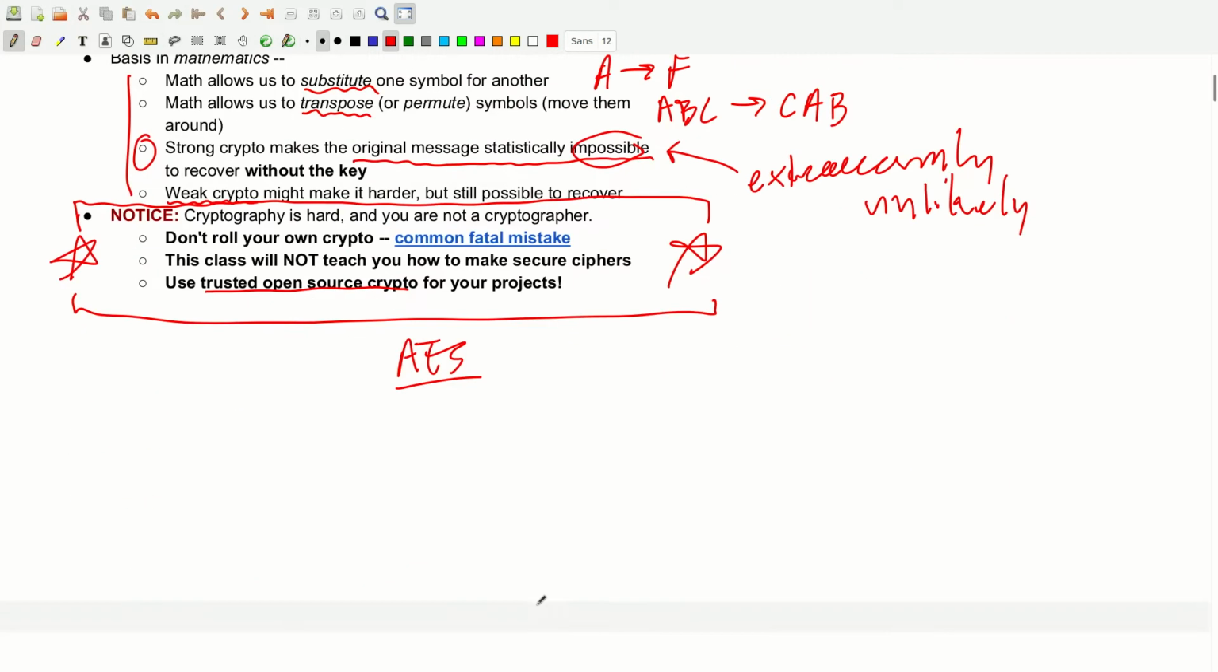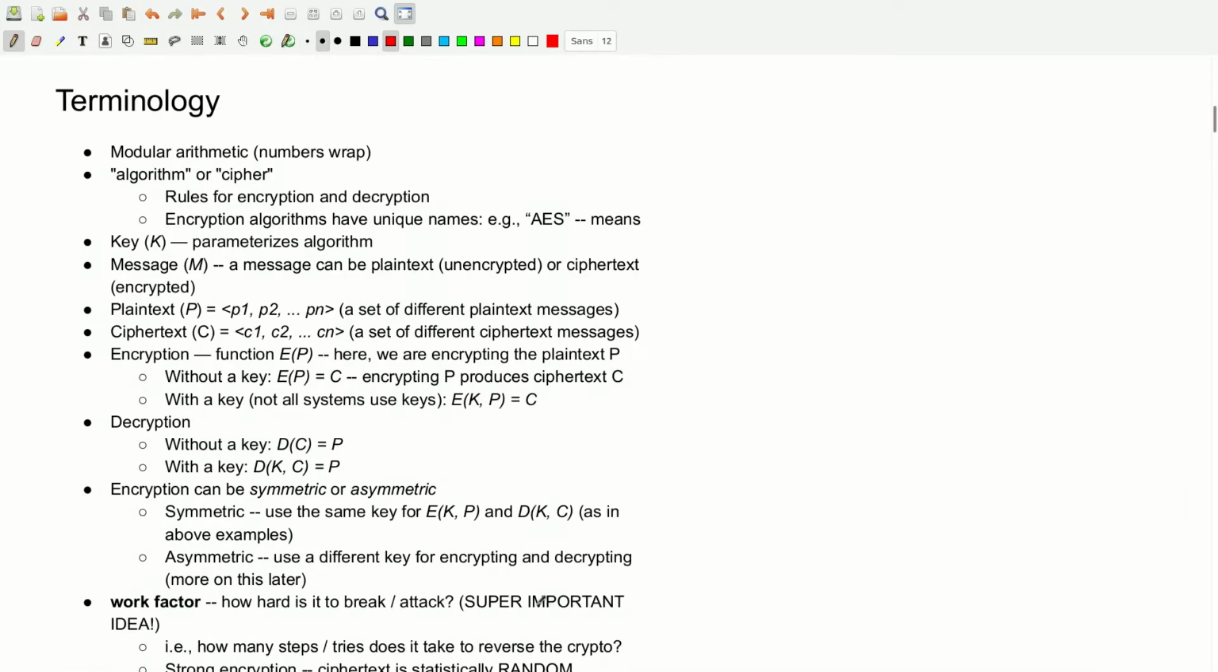Let's talk about terminology. There's a lot here, but a lot of cryptography is going to use the same kind of ideas. First of all, cryptography uses what's called modular arithmetic. What that means is that the numbers wrap around. If I have 0, 1, 2, 3, 4, 5, 6, 7, we're going to go around in this order. Let's say I did a shift of 3.